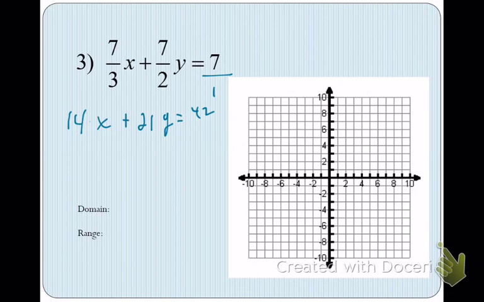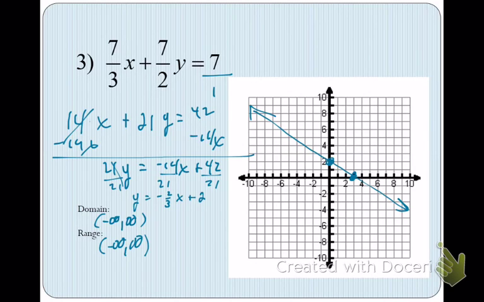Get y by itself here, graph, and come up with the domain and range. And you should have ended up with y equals negative 2/3 x plus 2. There's your graph. It should look just like this. You should have a point on 2 on the y-axis, a point on 3 on the x-axis, and then graph your line, your domain and range, negative infinity to positive infinity for both. If you're not getting that, make sure you come in and see me during STAR and we'll figure it out.